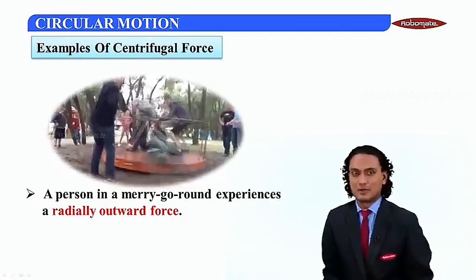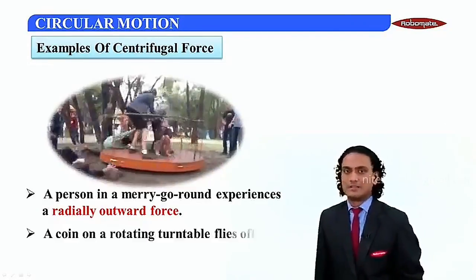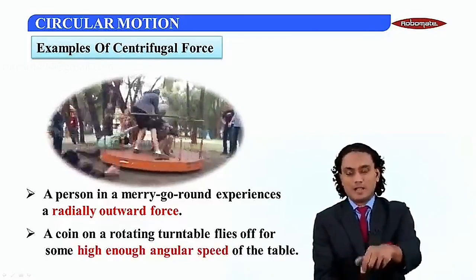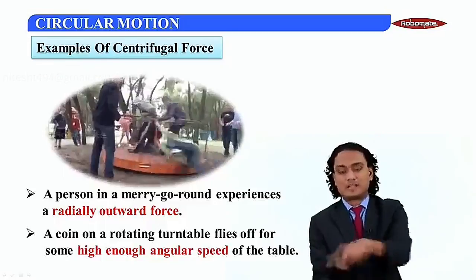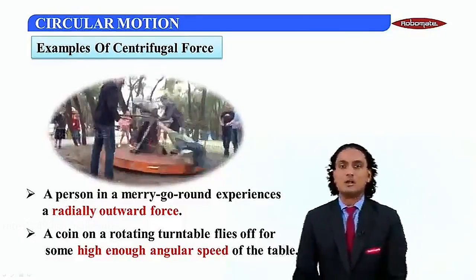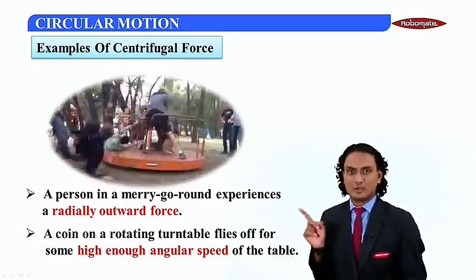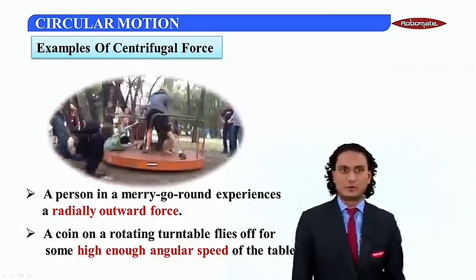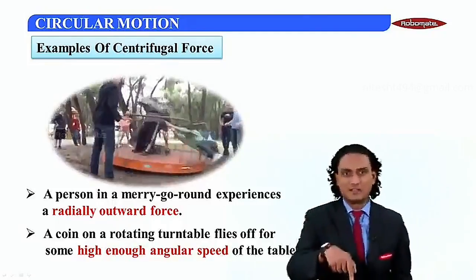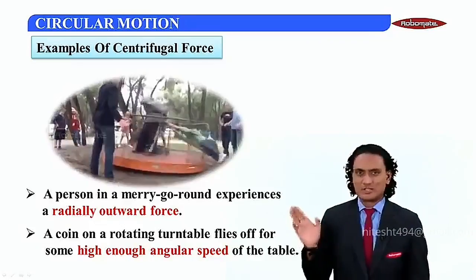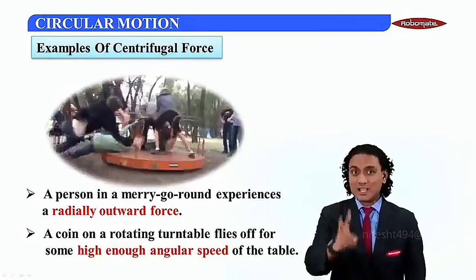Alright, one more example that we can give is a coin kept on a rotating turntable. And that turntable is rotating. When it rotates at a very high speed, the coin will fly off. That is also because of the centrifugal force. Is this clear to you? So if you are in an accelerated frame, then you get this centrifugal force. That is, if you get into the particle, then you will have the centrifugal force. Any doubts in this, students? No. So students, here we have defined centrifugal force and we have seen the formula.